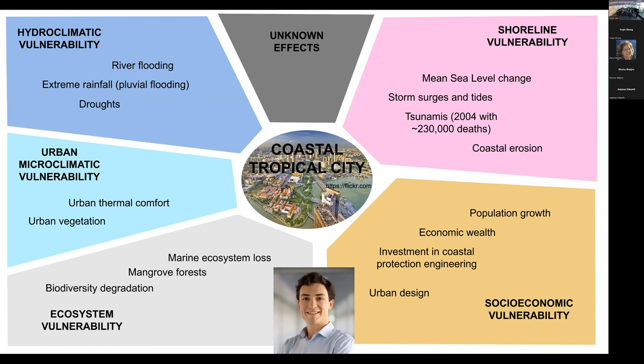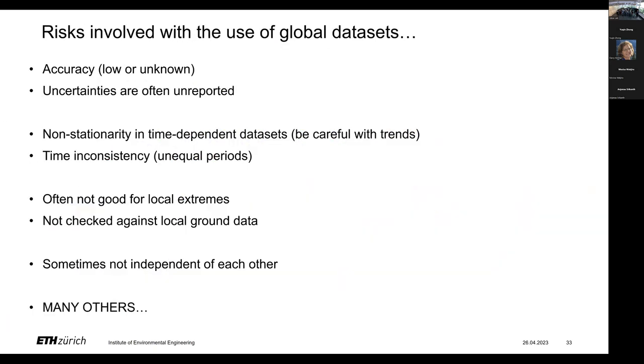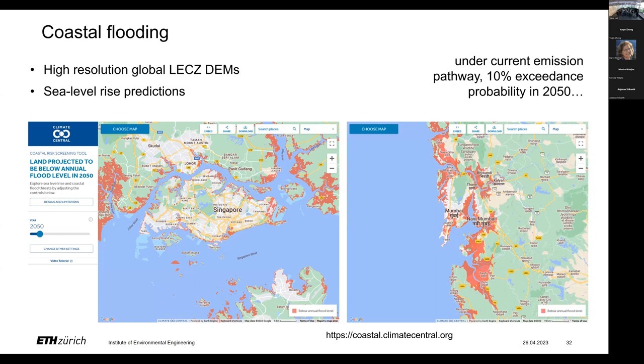And we would like to have a big picture view on how coastal tropical cities actually can deal with climate change. Here, global data sets, just one example, are of course very useful to derive maps of the sea level rise projections. I imagine many of you have seen these types of projections. Singapore is not so much at risk. This is a current emission pathway, I think 10% exceedance probability in 2050. Singapore on the left, maybe not so much at risk, but if you go to places like Mumbai, you have dramatic losses of land by sea level rise.